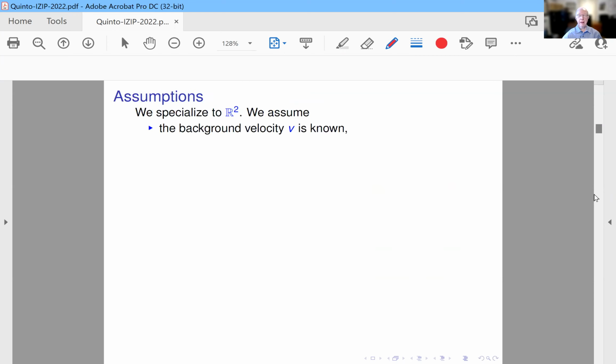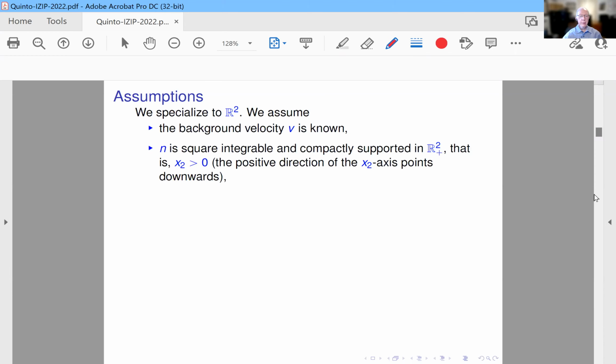Good. Okay. For convenience, we're going to specialize to R2, although some of our work is valid in R3, and we've already done it. Maybe talk a little bit about that later. And so we assume the velocity, the background velocity, is known. We assume n is square integrable, and the high frequency components of the perturbation are compactly supported. And incidentally, conventionally, x2 being positive goes down from the surface.